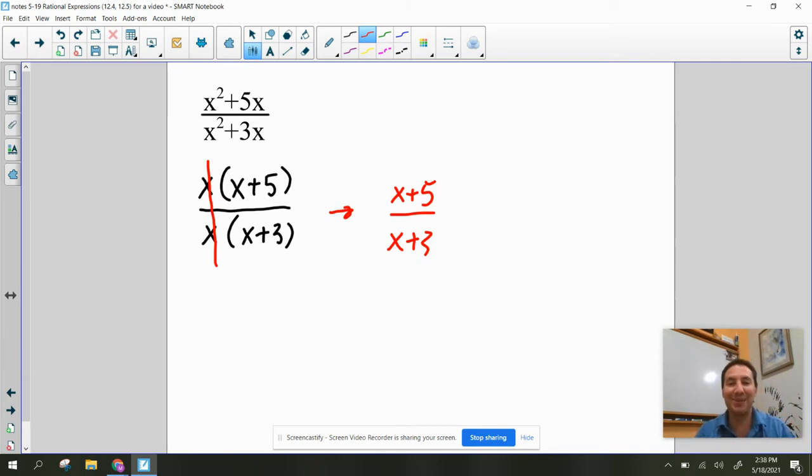Are you allowed to cancel out these x's now? No. Same as the thing before. If there's a plus or minus sign, you're not allowed to do it. So this is actually my simplified final answer. I know it might not seem that much more simplified, but it is.